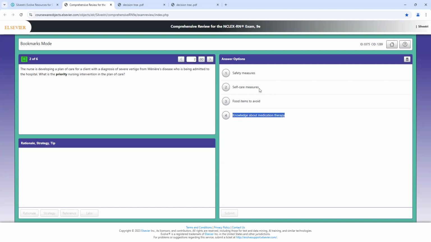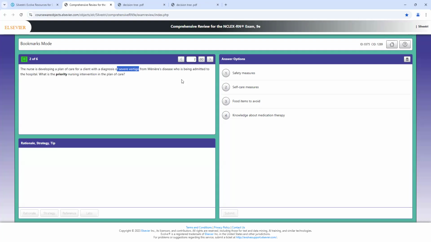So see, look, we've already brought 2 down. We know we're not going to be looking too much at self-care measures. We know we're not going to be looking too much at medication therapy right now. We have 2 answer choices that are physical, and that is safety measures and food items to avoid. Now, we go on to, does ABC apply? Nope. Airway, breathing, and circulation do not apply in these, okay? What is the rationale? So even if we didn't know what Meniere's disease is, we do know that the client has severe vertigo, which is dizziness, okay?